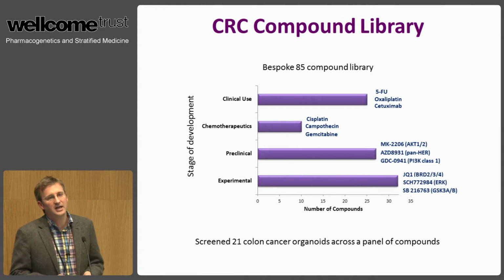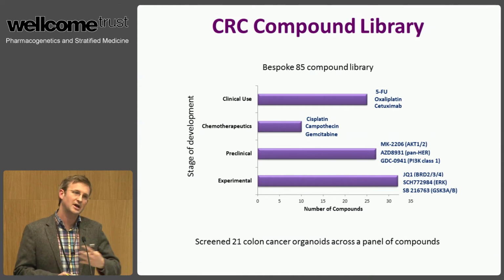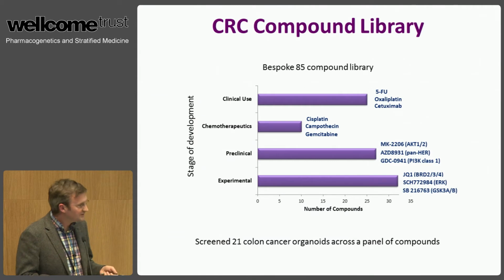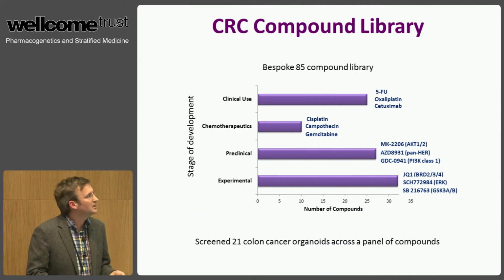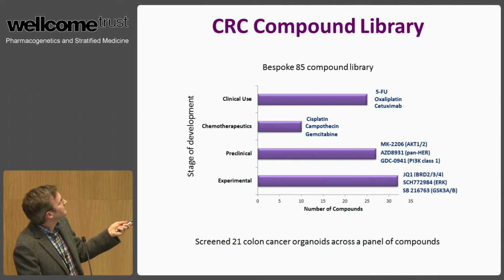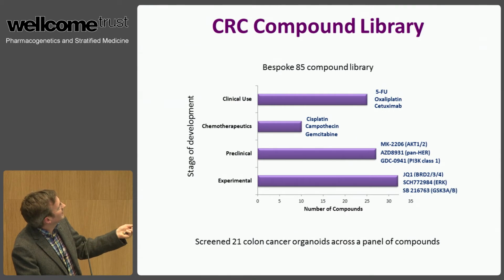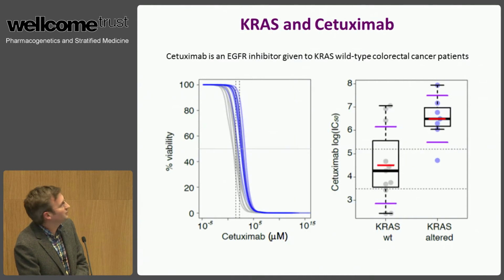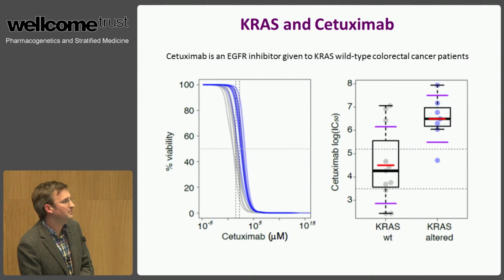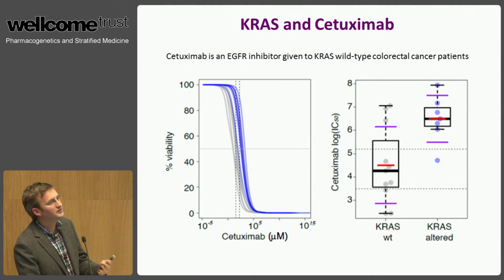We have then taken these different models through a high-throughput drug screen. Just to give you a little bit of a flavor, for example, we did 20 models through 85 different drugs. The drugs are selected to include those that are used clinically for colorectal cancer, other chemotherapeutics, as well as preclinical and experimental compounds. And I'm just going to show you one result, which is response to cetuximab, which is clinically approved for the treatment of colorectal cancer patients.